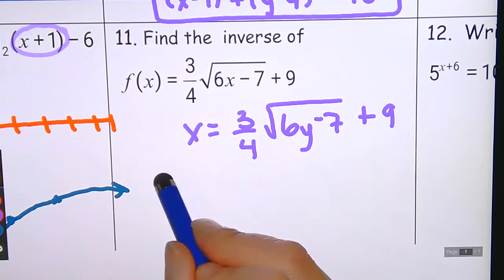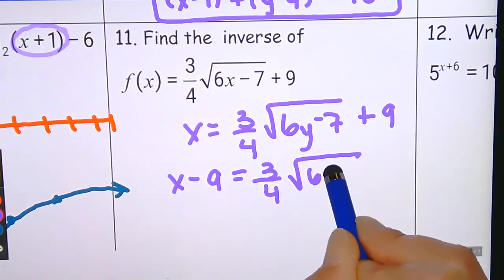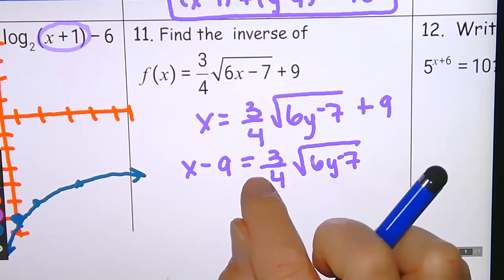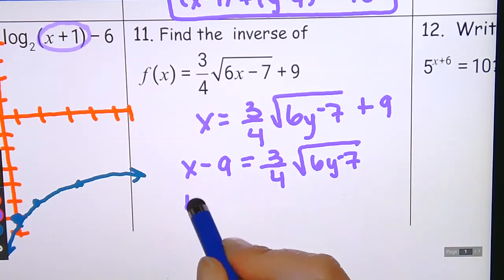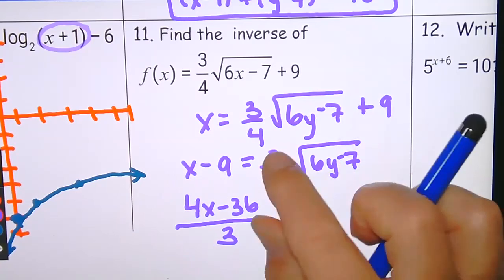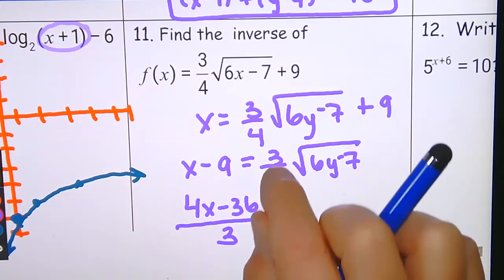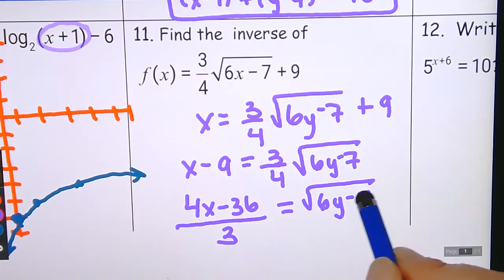First thing I'm going to do is subtract the 9: x minus 9 is equal to 3/4 square root of 6y minus 7. I am going to be multiplying by 4 to get rid of the 4 and dividing by 3. So if I multiply by 4, it's going to be 4x minus 36, divided by 3. That's where I got my 4x minus 36, and I divided by 3 to get rid of this. And I have the square root of 6y minus 7.